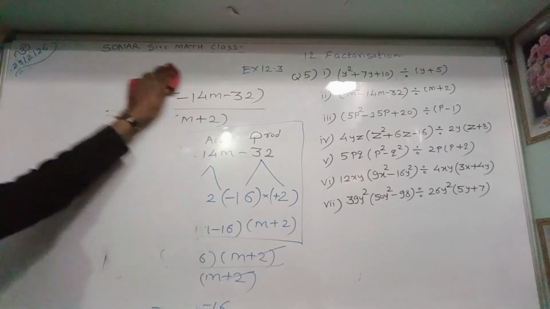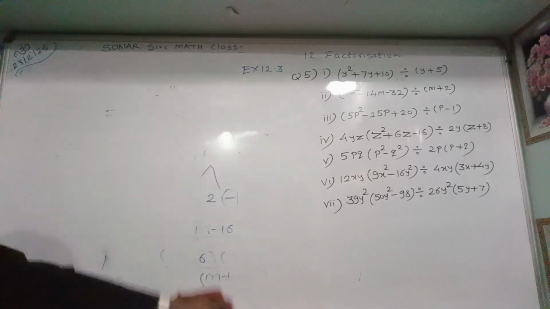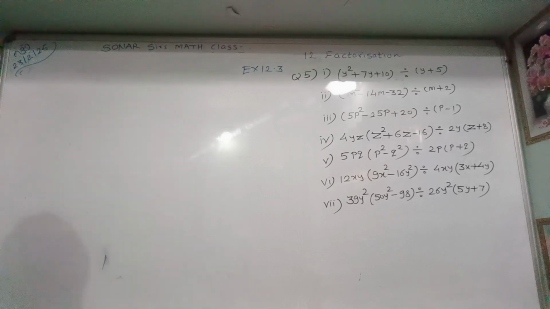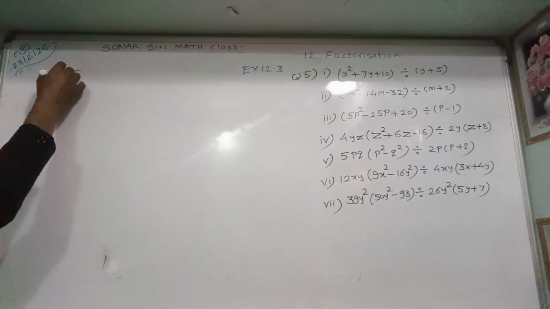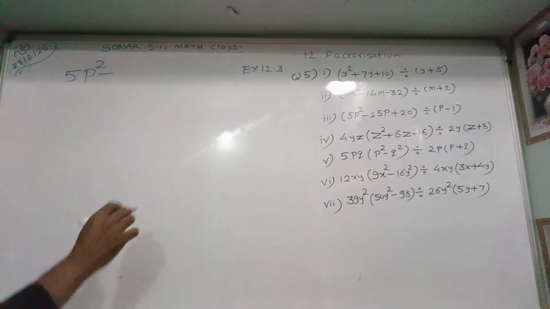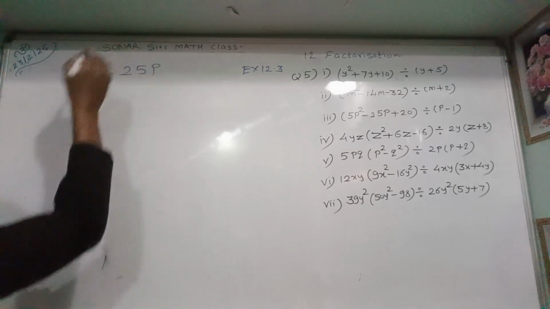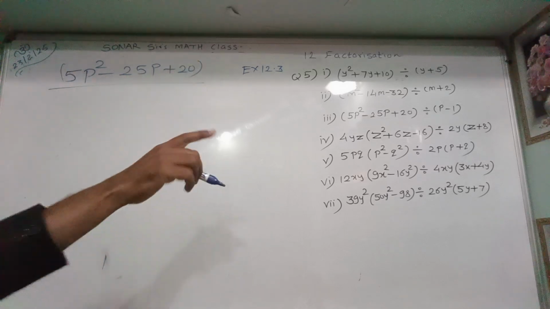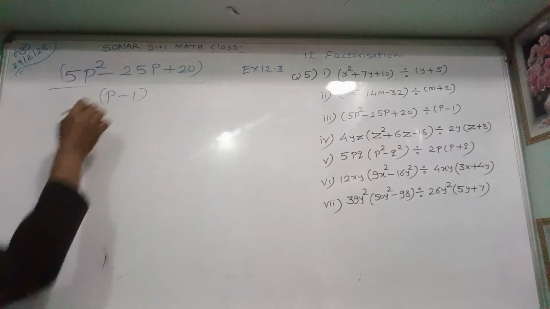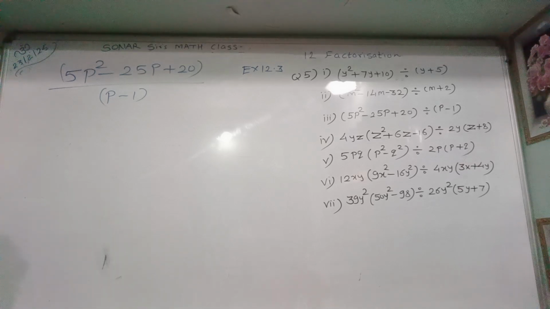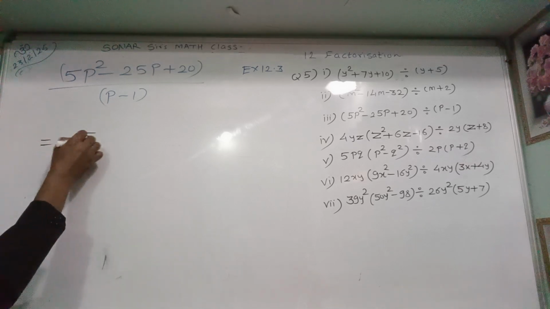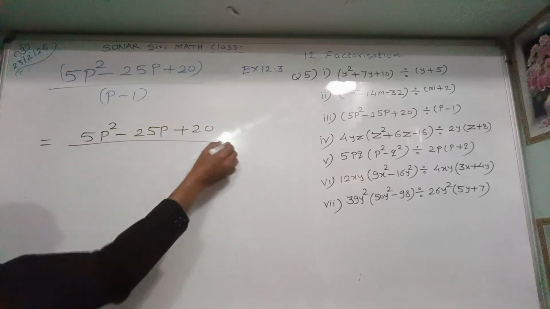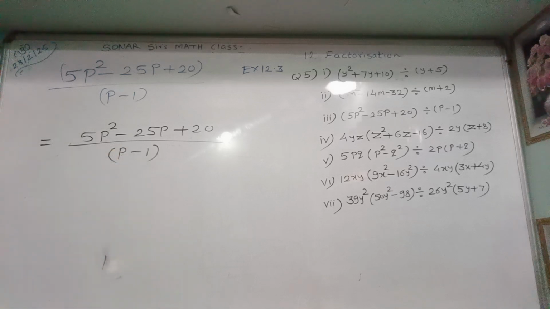Let's solve the third question. Third question: 5p square minus 25p plus 20, and this term to be divided by p minus 1. This time we can see that 5p square minus 25p plus 20 upon p minus 1.